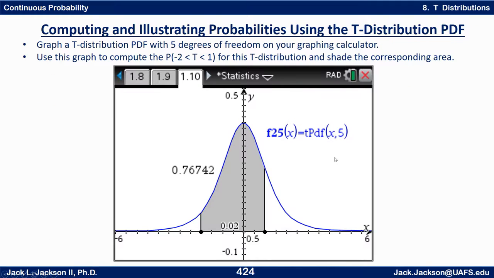Now, if you want to shade it on a TI-Nspire, it doesn't have the ShadeT, at least as far as I know. But you can do a t PDF here and graph it, and then go to Menu, Analyze Graph, and then Integral, and then give it the lower and the upper here, which were -2 for this one and 1 for this one, and it'll shade it and compute the area, which is the probability there. So we can do that.